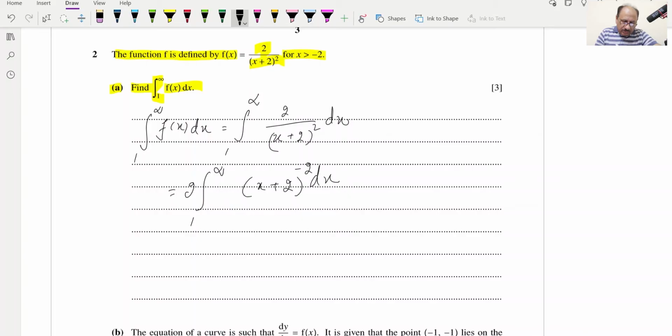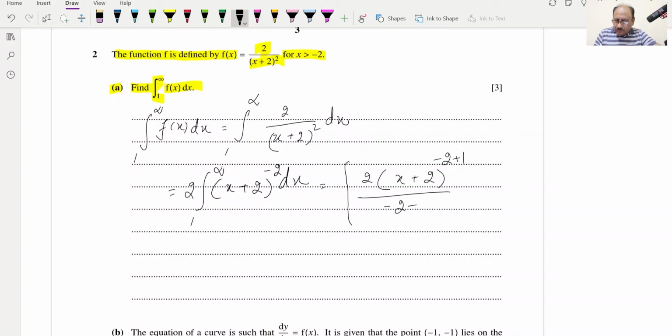This 2 we can even write outside, moving it closer to the integral. Now we can integrate this. The integral will be 2 outside, and this will be (x plus 2) raised to the power minus 2 plus 1, over minus 2 plus 1, dividing by whatever power we have here, and this will be from 1 to infinity.